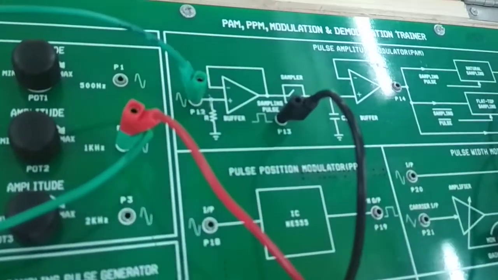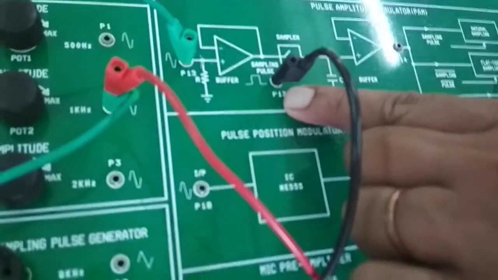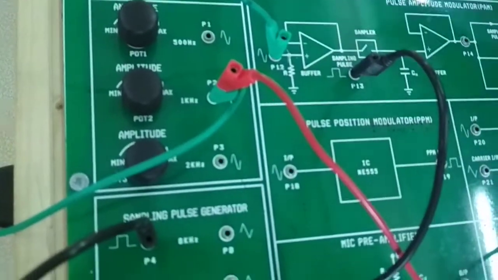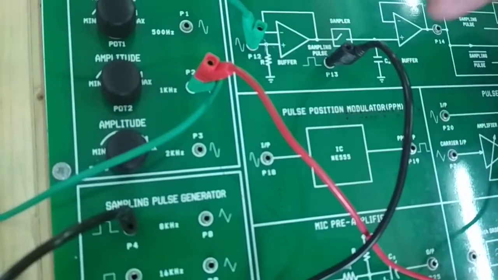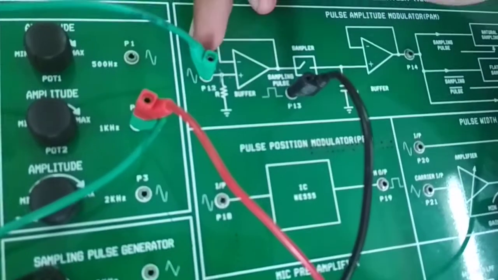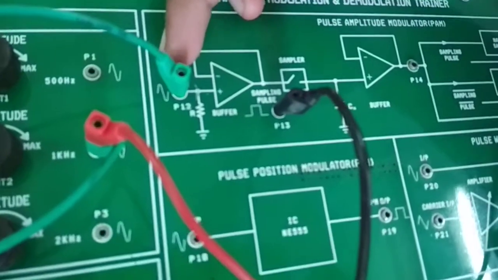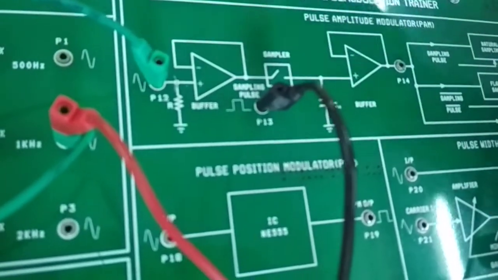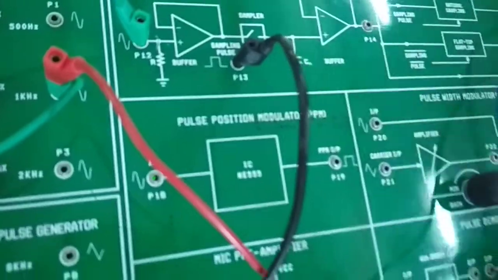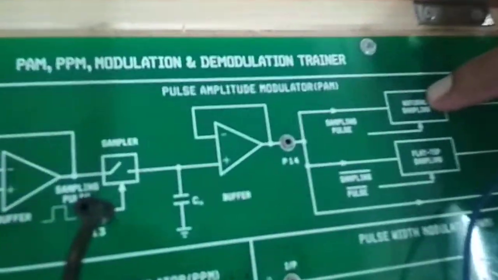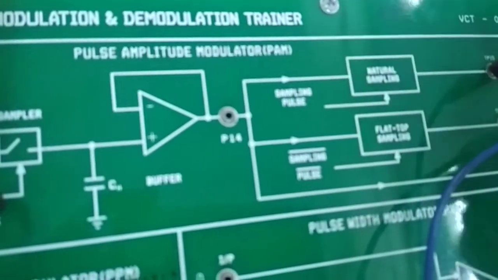Now this carrier signal is given to this buffer circuit, which is a sample and hold circuit, because for conversion of this signal we require the buffer as a sample and hold circuit. The input is given to this operational amplifier, which is nothing but the input to the pulse amplitude modulator. So this whole block is my modulator circuit. Now we can generate the two types of sampling: one is natural sampling, second one is flat top sampling.